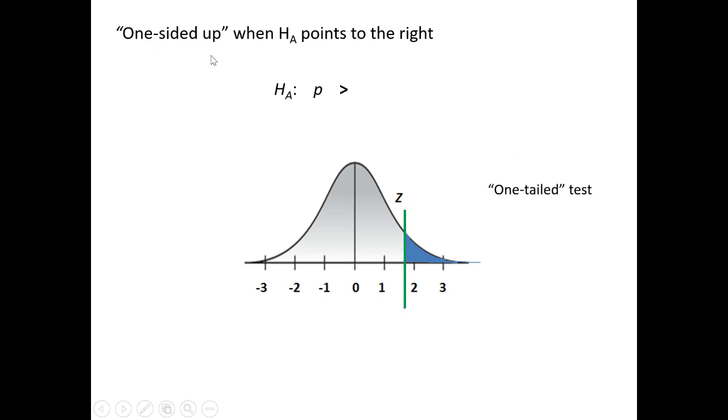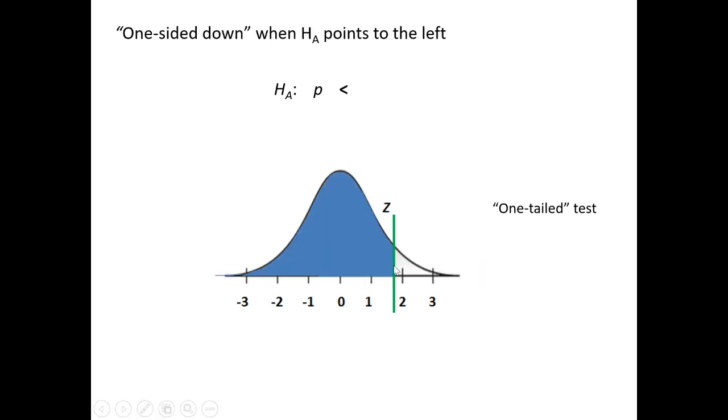Or some people might say a one-sided up, because we're looking up to the bigger numbers. If, though, our inequality had been pointing the other way, then our p-value would come from the other side of where our test statistic is. So we'd still call it one-tailed or one-sided, but now it would be down. It's pointing down towards the negative numbers.